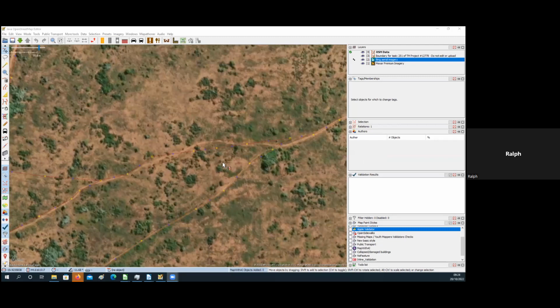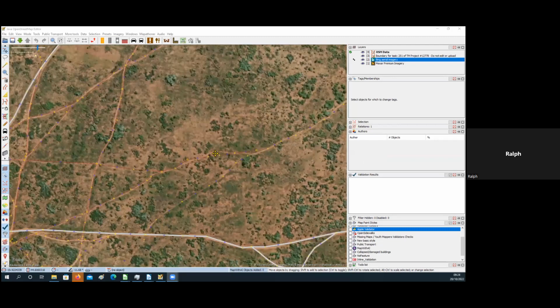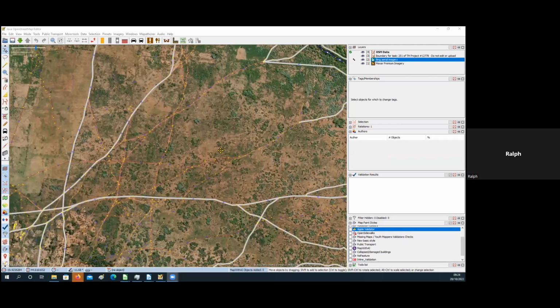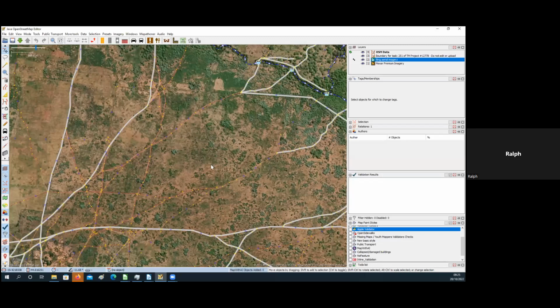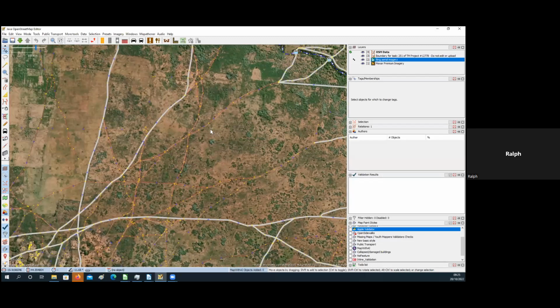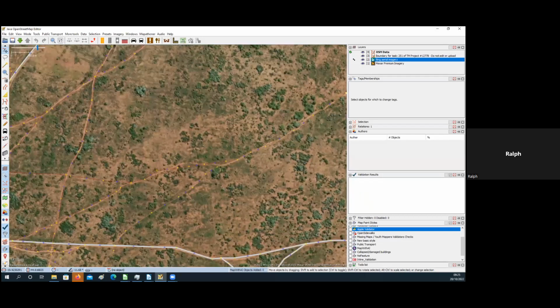But the first thing I want to do is I need to be able to decide what I'm looking at. So my screen here in JOSM is a normal screen. All the paths and that are very difficult to see. So what I'm going to do is I'm going to go down to my map paint styles, and I'm going to open the Apple validator.